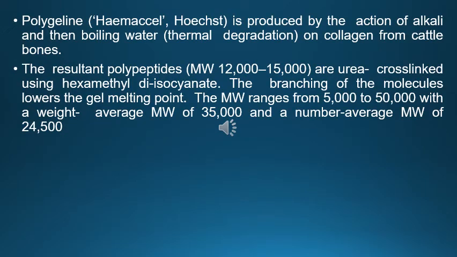So polygelatin is produced by the action of alkali and then boiling, that causes the thermal degradation of collagen from the cattle bones. Next, the resultant polypeptides are of the molecular weight of 12,000 to 15,000, and these are urea cross-linked using hexamethylene diisocyanate. The branching lowers the gel melting point, and in this case the molecular weight ranges from about 5,000 to 50,000. The average is 35,000.